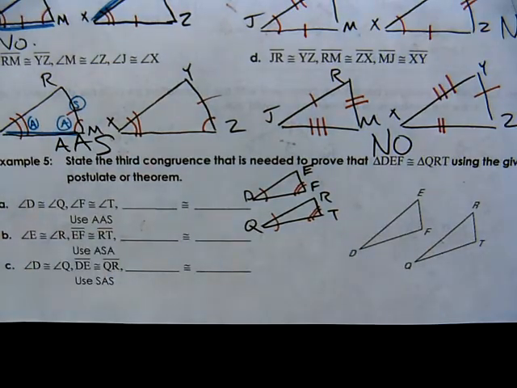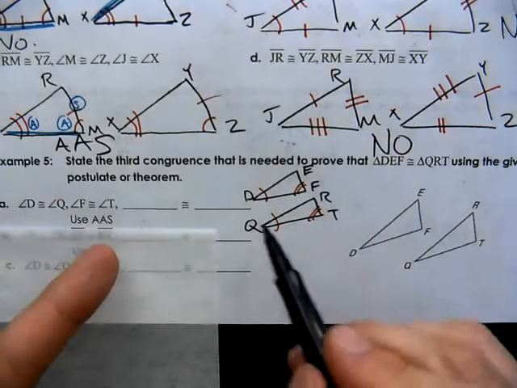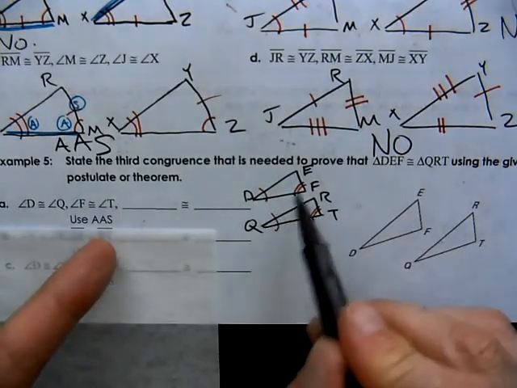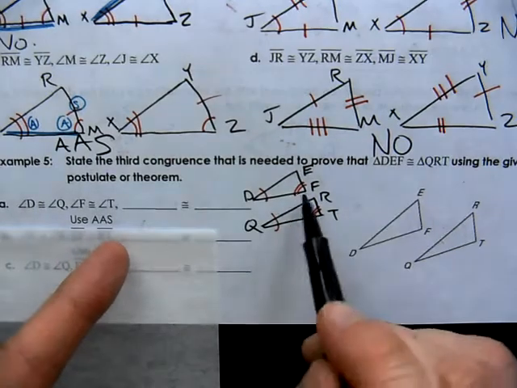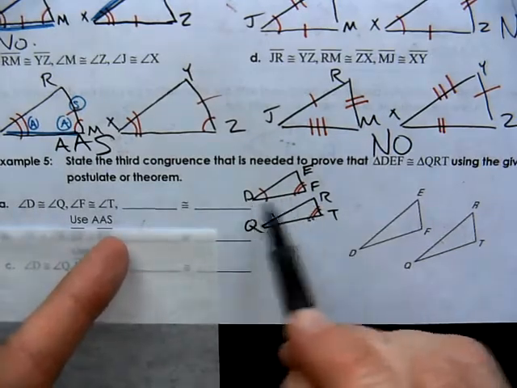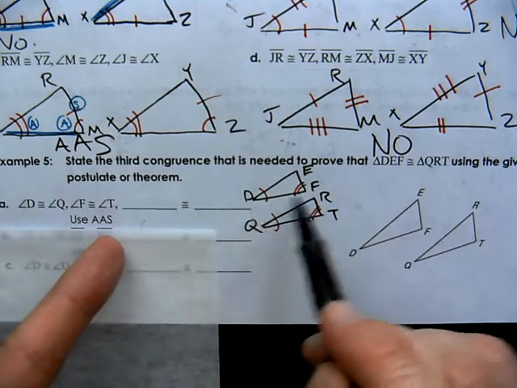They're asking us to use this particular pattern of angle, angle, side. Well, I already have 2 angles marked, so what's missing is a side. Which side? Not this one. That's between the 2 angles. We don't want a side between the 2 angles. We want a side that is not between the 2 angles.